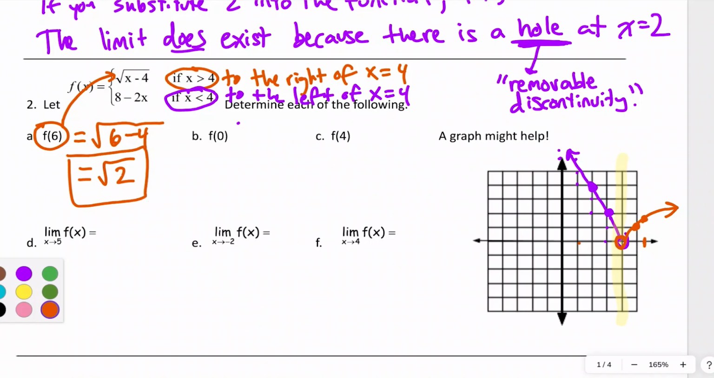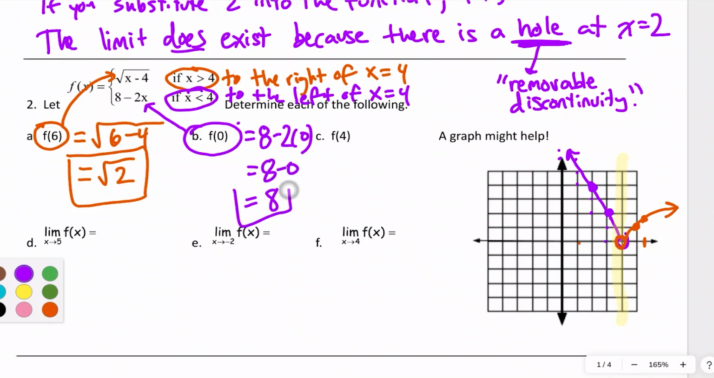f of 0. Now 0 is less than 4, so I'm going to use this one. So 8 minus 2 times 0, the 8 minus 0, which is just 8. And we knew the y-intercept here was 8 anyway, so you probably didn't even need to do the algebra here. But yeah, f of 0 is 8.